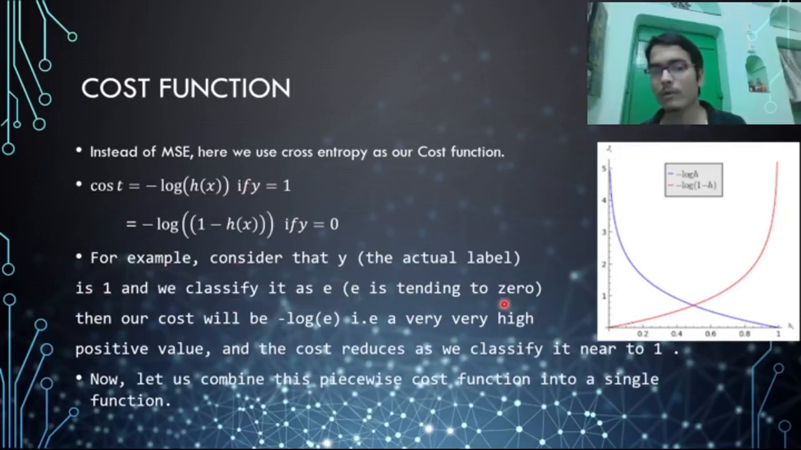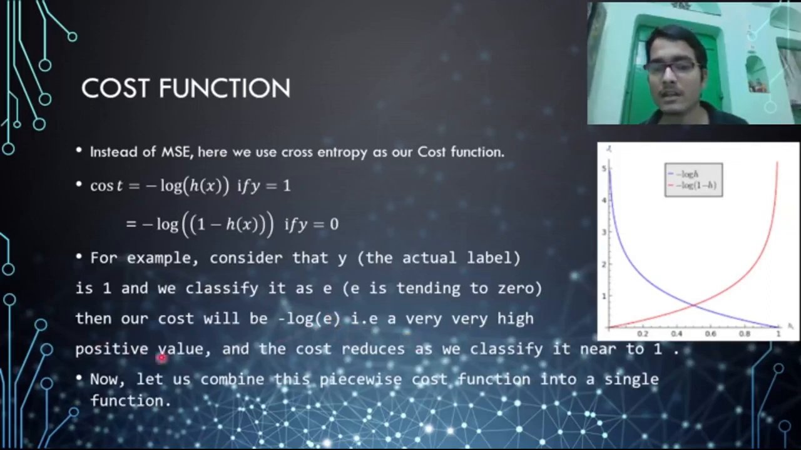So then we are misclassifying it, right? If we are classifying something as e where e is tending to 0, then our cost function will be minus log of e, because h of x is the hypothesis function, which is ultimately the thing into which we are classifying. If we are classifying it as e, then the entire hypothesis function is e. So minus log of e will be a very high positive value, right?